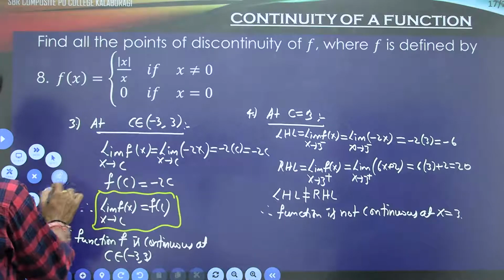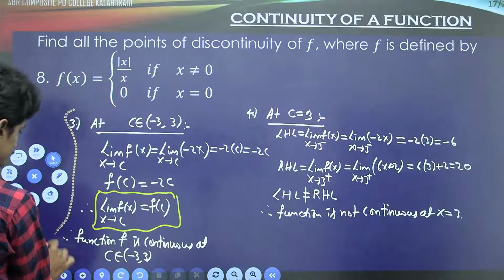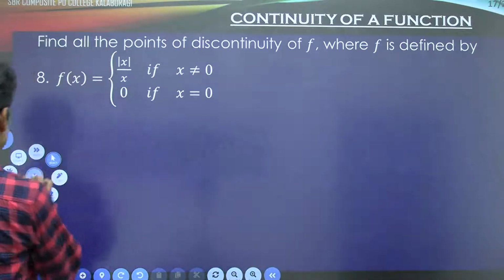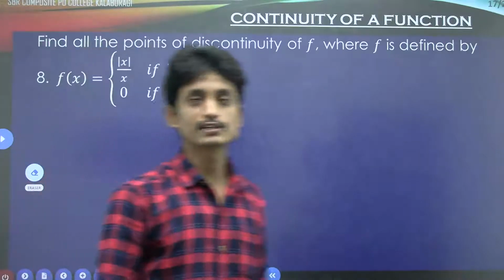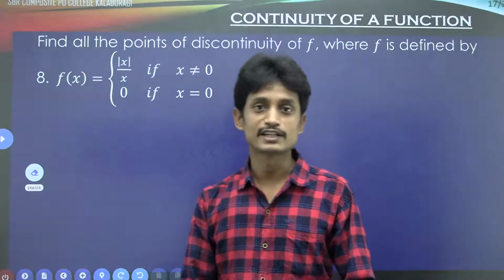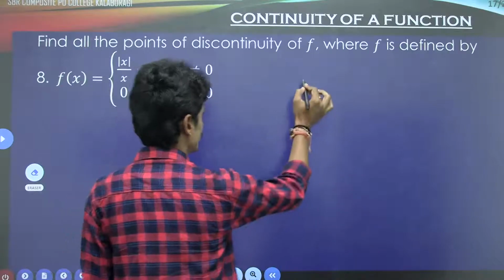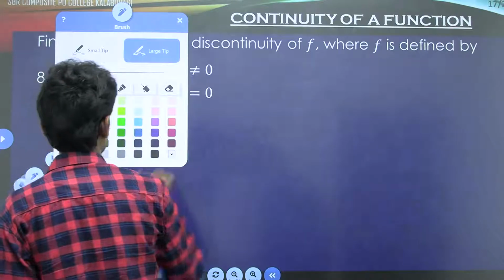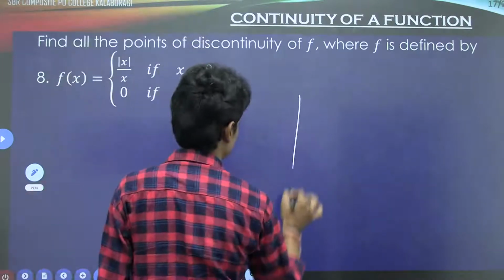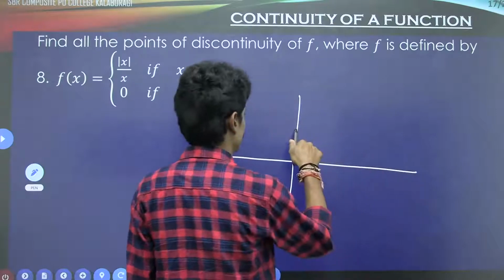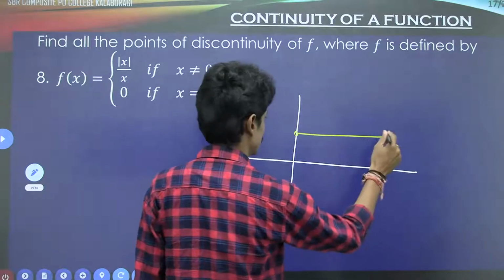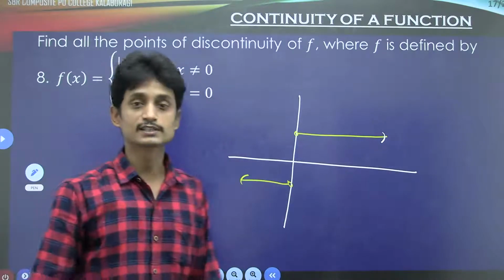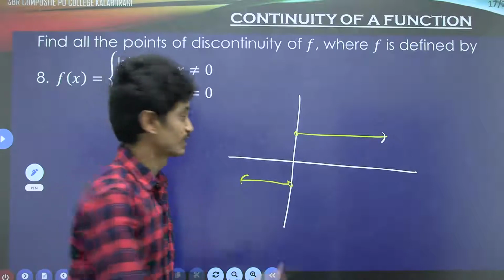The next question is, already we know that modulus x divided by x is a signum function. Dear student, in class 11 we learned that the signum function graph has an open circle like that and an open circle like that. An open circle indicates that that point is not included in our collection.